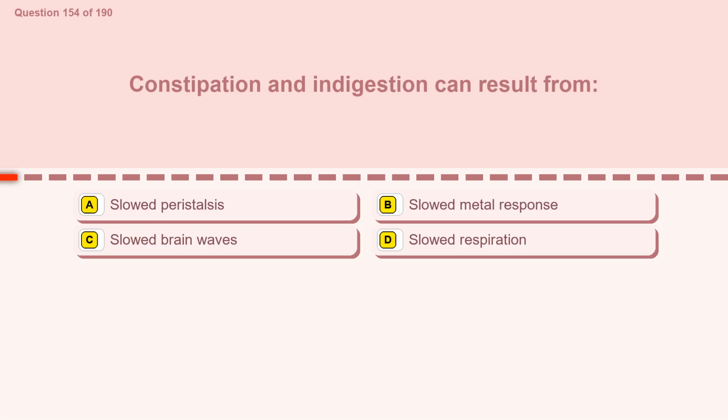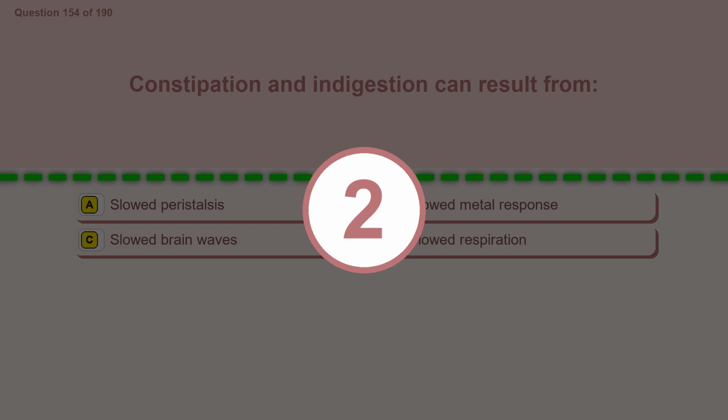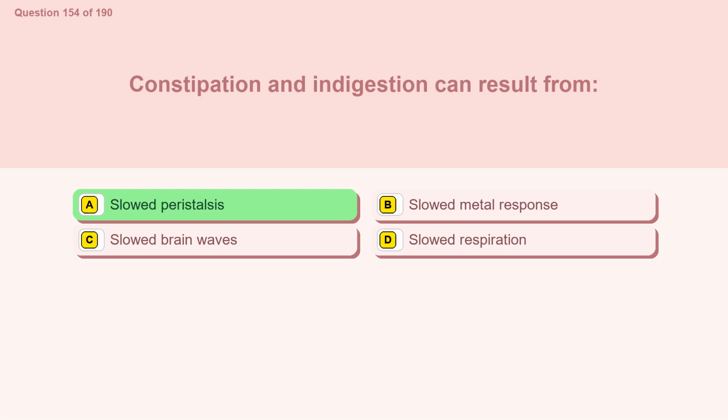Question 154. Constipation and indigestion can result from Option A, slowed peristalsis. Option B, a slowed mental response. Option C, slowed brain waves. Option D, a slowed respiration. The correct answer is option A, slowed peristalsis.